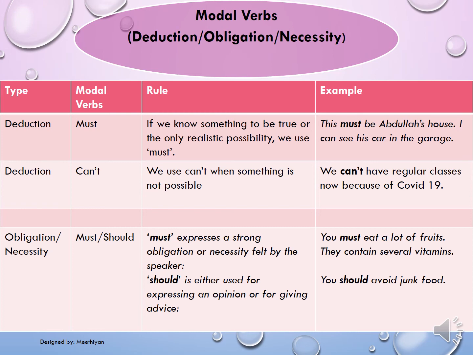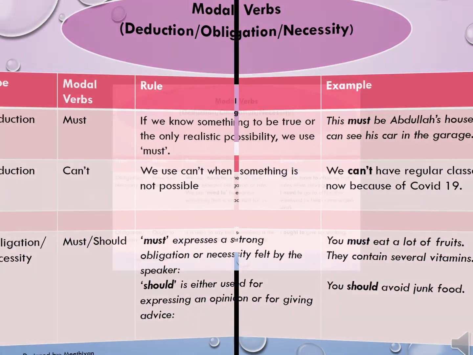Now let's go to other modal verbs used for obligation and necessity. First, we will consider must and should. Must expresses a strong obligation or necessity felt by the speaker. You must eat a lot of fruits. They contain several vitamins. Then, should is used either for expressing an opinion or for giving advice. You should avoid junk food.